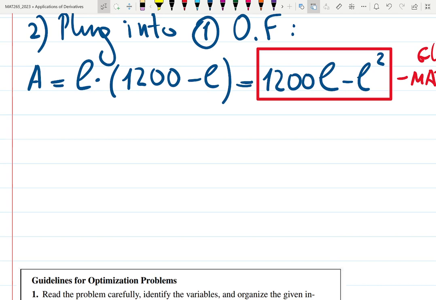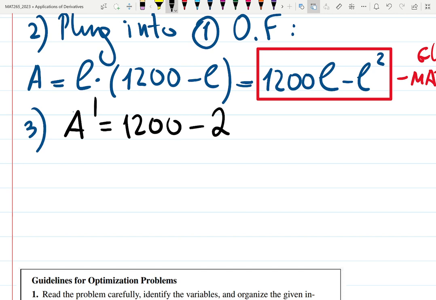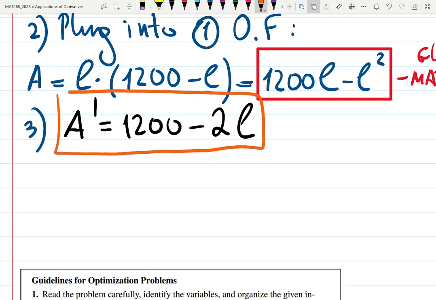So you actually start the process. That's step 3. And now you know how to do it. What do you do to find the maximum of the function 1200L minus L squared? Derivative. Let me change the color again. Why not? A prime is 1200 minus 2L. Put this in the box. That's also important. That is the derivative of the area of the fence you're building. And it makes sense because we want to find how fast the area is changing.